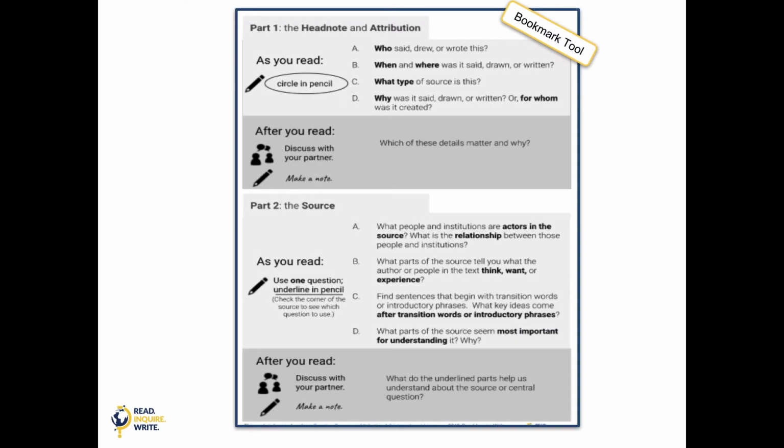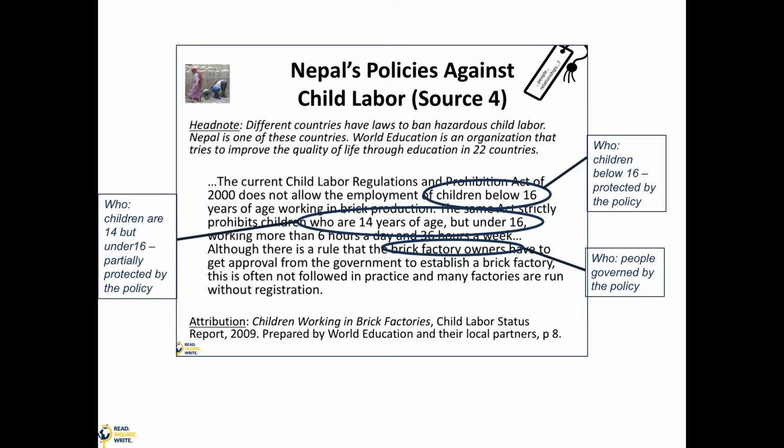To help you read these sources, your teacher will provide you with this bookmark. The bookmark tool will help you understand, analyze, and evaluate sources about child labor in Nepal. The bookmark prompts you to make annotations or detailed notes about the sources. You'll do this as you read and after you read. For example, in this source, you can see that a student has circled important information about the people discussed in this report on child labor in Nepal. The student also made notes about what those circles mean. You will do the same on your sources, and the bookmark tool will guide you.